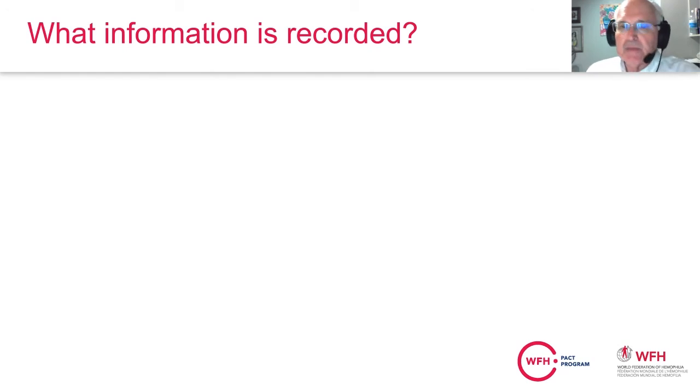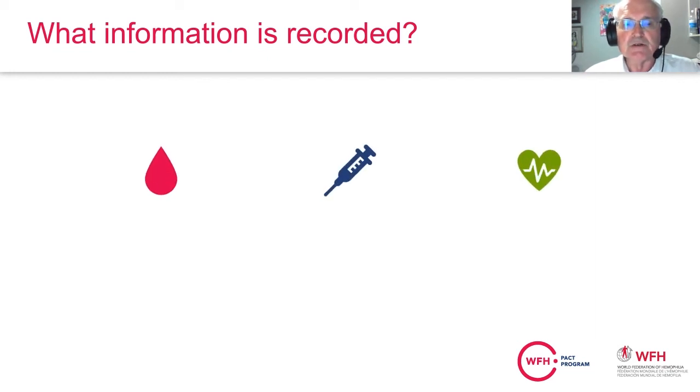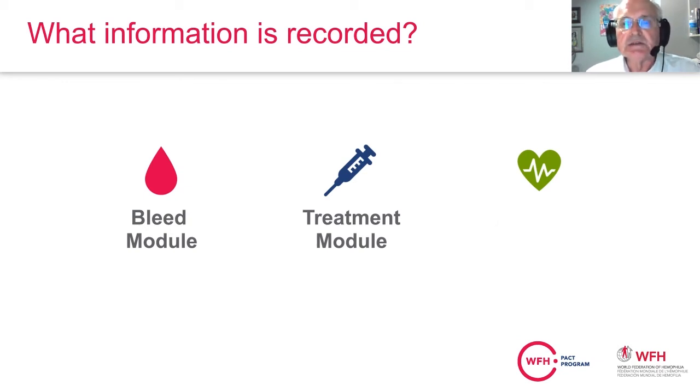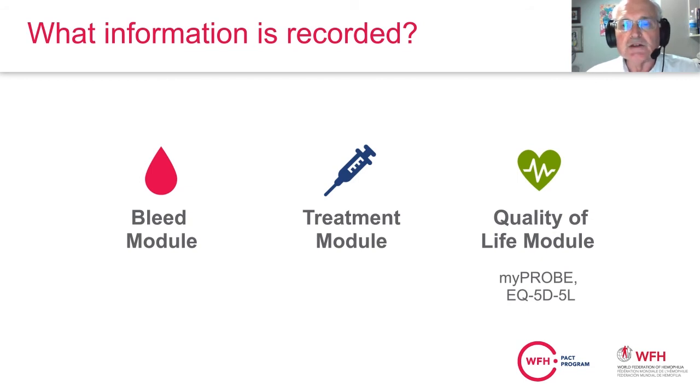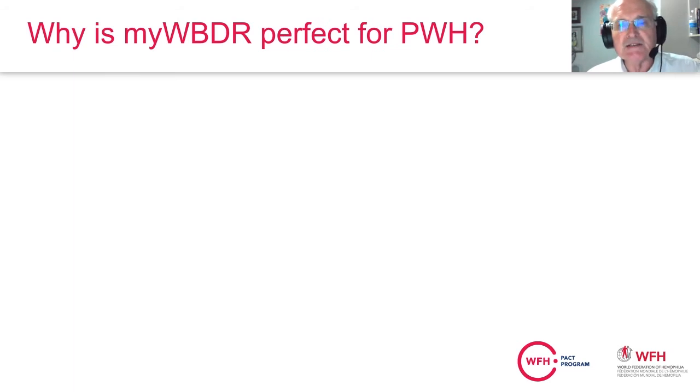So, what information is recorded on the MyWBDR? There are 3 modules. On the left, we see the bleed module, all the information about the bleed. In the middle, the treatment module, which collects everything about the treatment. And then on the right, the quality of life module, which has 2 options, the MyProbe and the EQ5D5L.